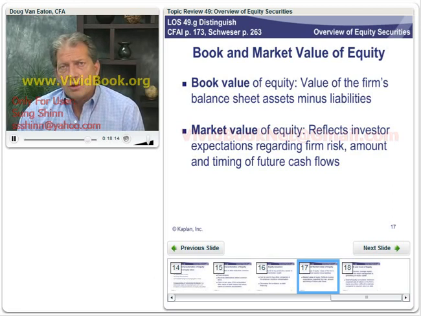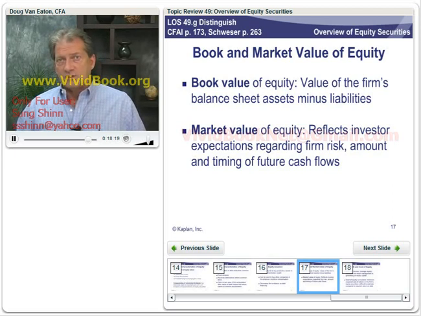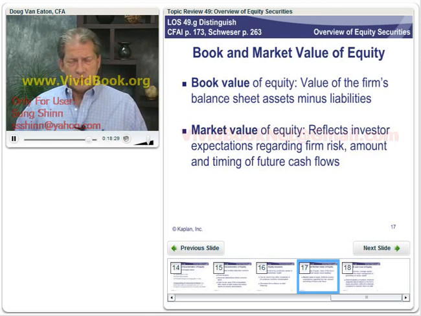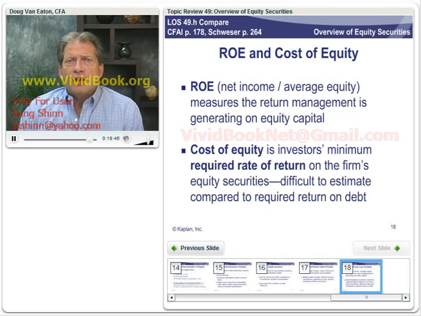The market value, on the other hand, is the price at which it's trading in the marketplace, and this reflects expectations regarding not only risk, but about future cash flows, growth of earnings, growth of dividend distributions, and things like that. So just make sure you don't get these two confused. One is an accounting value, and the other one is determined in the marketplace by supply and demand for the shares.